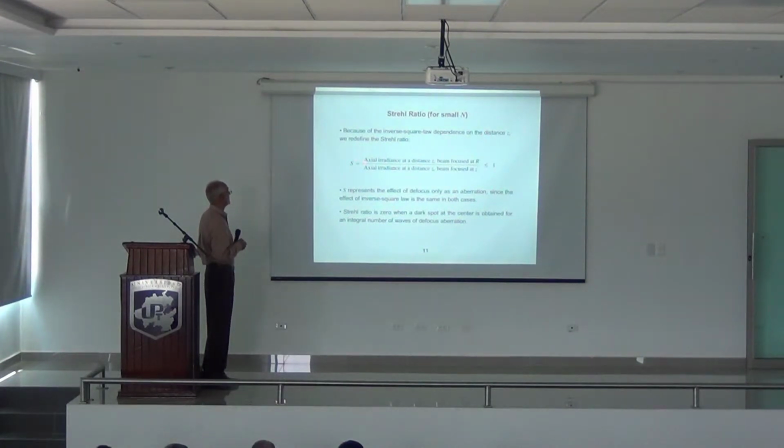So, we define the Strehl ratio as axial irradiance at a distance z, beam focused at a distance r, divided by axial irradiance at the same distance z, beam focused at a distance z. So, in one case, the beam is focused at a distance r, in the other case, it is focused at a distance z. The observation is made in both cases at a distance z. So this is a common factor as far as the inverse square law dependence is concerned. The only impact that occurs in the definition of the Strehl ratio is the defocus aberration.